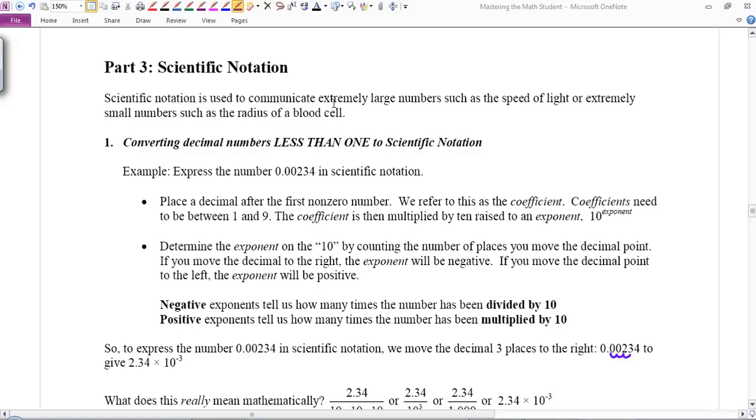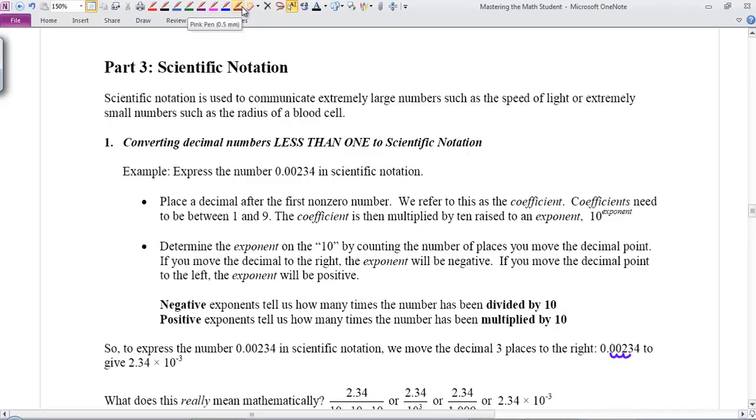We deal with scientific notation primarily because in science we deal with really large numbers like the speed of light or with really small numbers like the radius of a blood cell. We want to be able to not have to write a gazillion zeros down. It's really a shorthand way for us to deal with really large and really small numbers. A matter of convenience, shall we say.